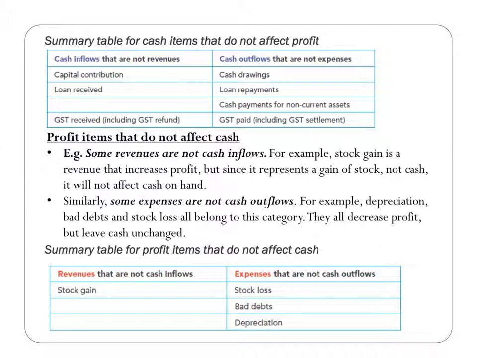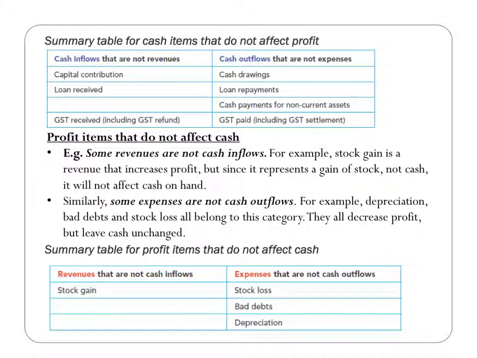Okay, so this is a summary table that shows cash items that do not affect profit. On the left-hand side we have cash inflows that are not revenue. So we talk about capital contribution, loans received, or GST received, including GST refund. All these items are cash inflows. They will increase your cash at bank, but they are not revenues, so they will not affect profit.